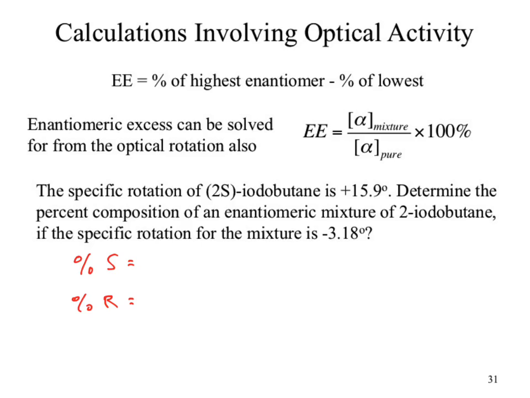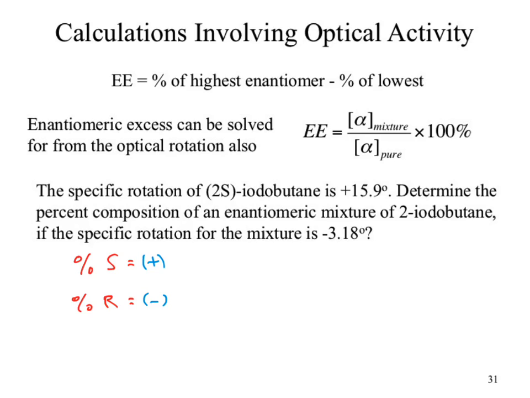I might have done that wrong. I was just thinking, because if the S is positive, but the overall mixture is negative, then obviously the R has to be greater. Okay. Is it a 50-50 mixture? If it was 50-50, what happens to the optical activity? It goes to 0. Is it a 50-50 mixture? No, because it's not 0.